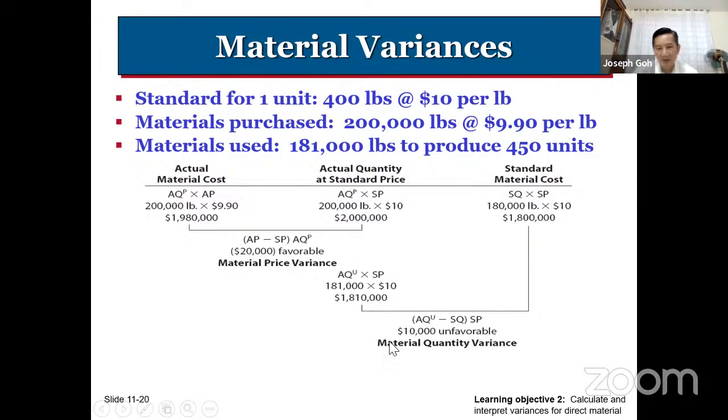One is the purchase from the supplier. One is the material use in the production. Yeah. Material use in the production.